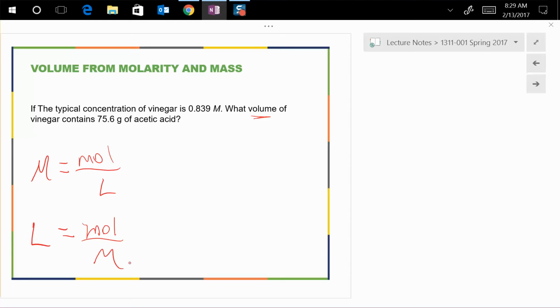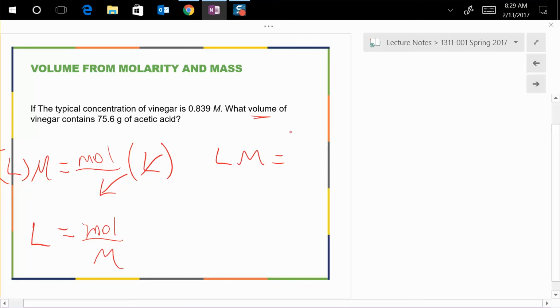Okay, so how did I get that? Well, algebraically, I just need to multiply liters to both sides to get it off the bottom, right? So I multiply liters over here. That cancels, and then I'm left with liters times molarity equals the moles. But now I need to solve for the liters, get it all by itself. That means I'm going to have to divide by molarity on both sides. Molarity cancels over here. I'm left with liters equals moles over molarity.